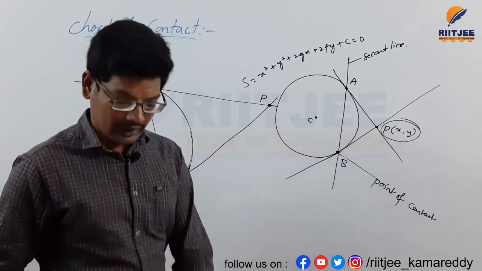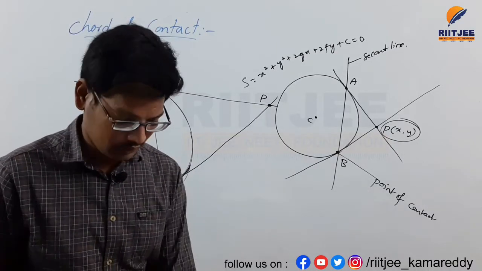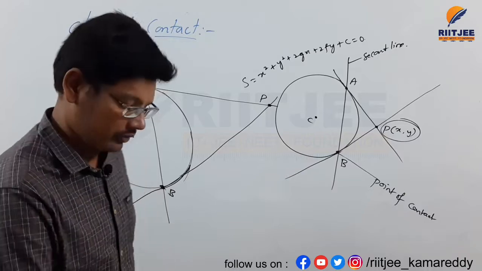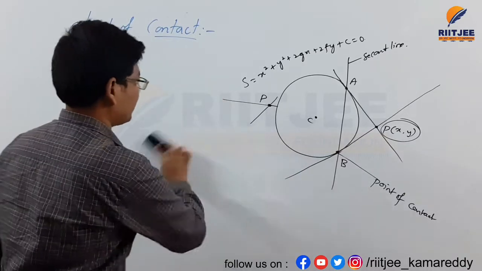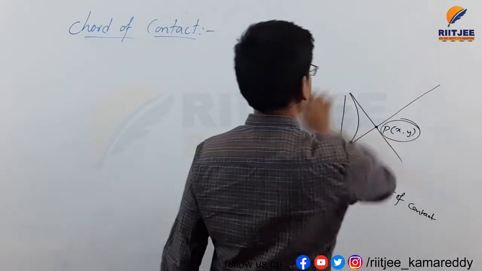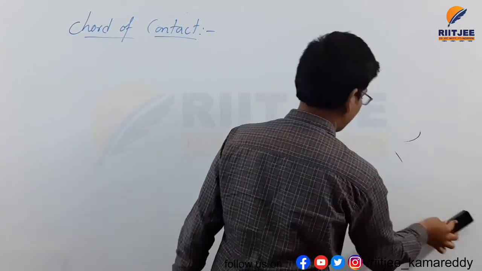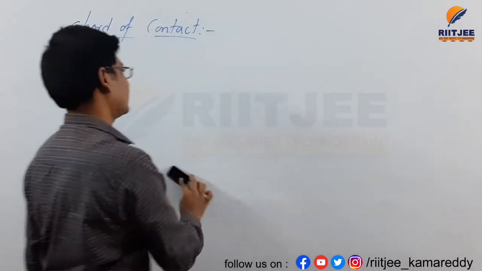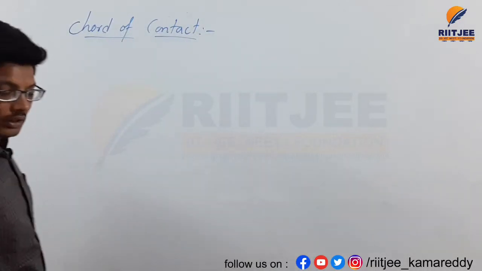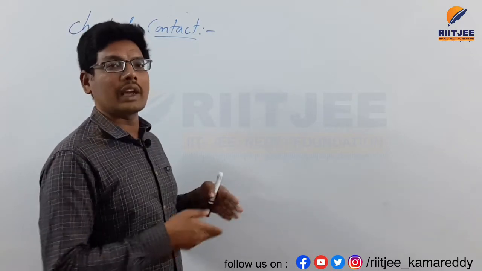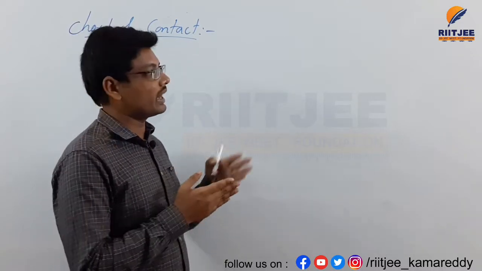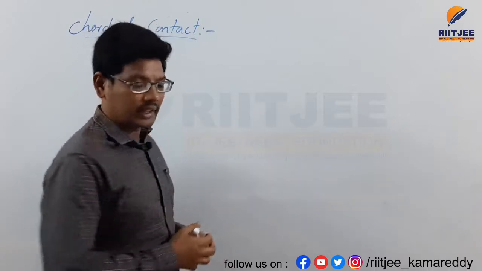And the next one, let us see the problem of chord of contact. This is the definition of chord of contact. When a circle has a secant line, the two intersecting points of the secant line are called points of contact. From those two points of contact, we are drawing two tangent lines. The intersecting point of the tangent lines is called the chord of contact here.